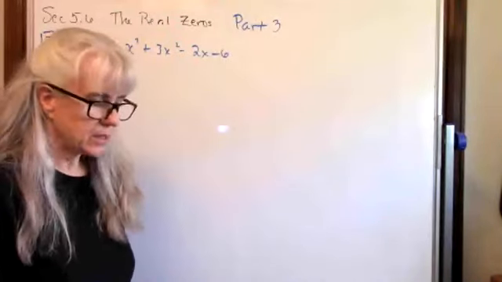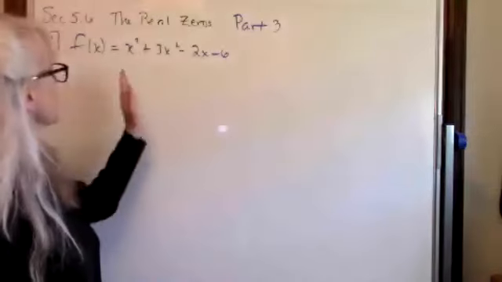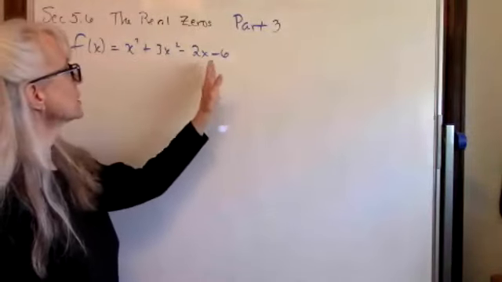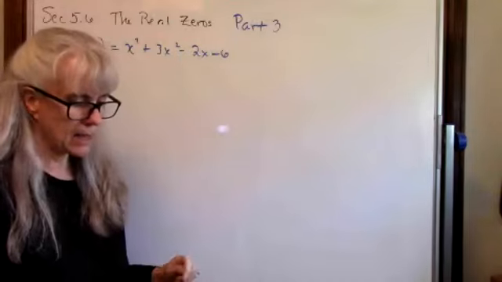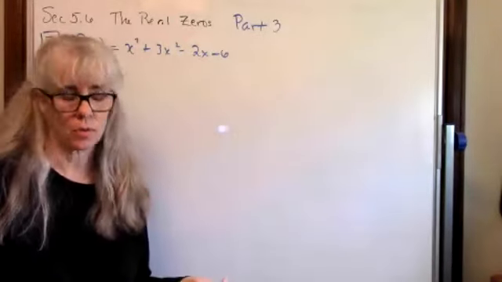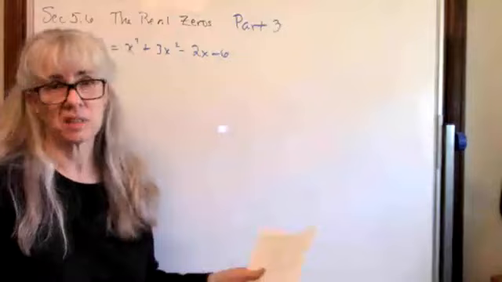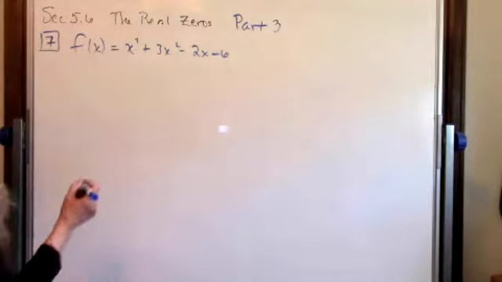So example 7 says, find the real zeros of the polynomial function x to the third plus 3x squared minus 2x minus 6. And then it's asking us to use the zeros to factor f over the real numbers. Okay, so same process we've been doing. Let's walk through those steps again.